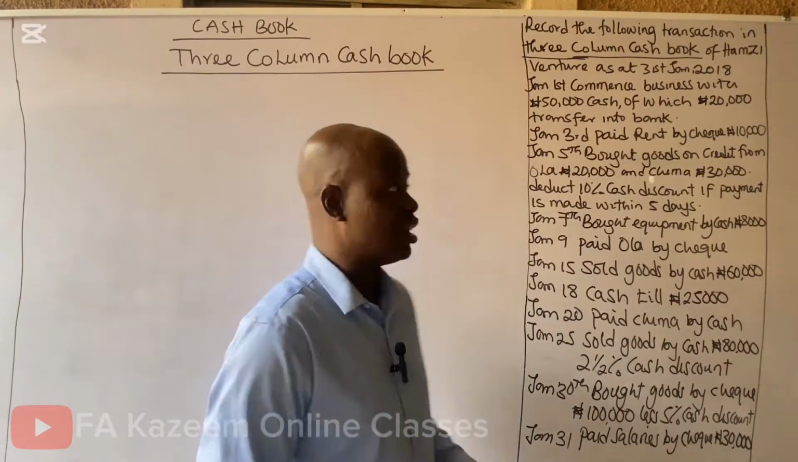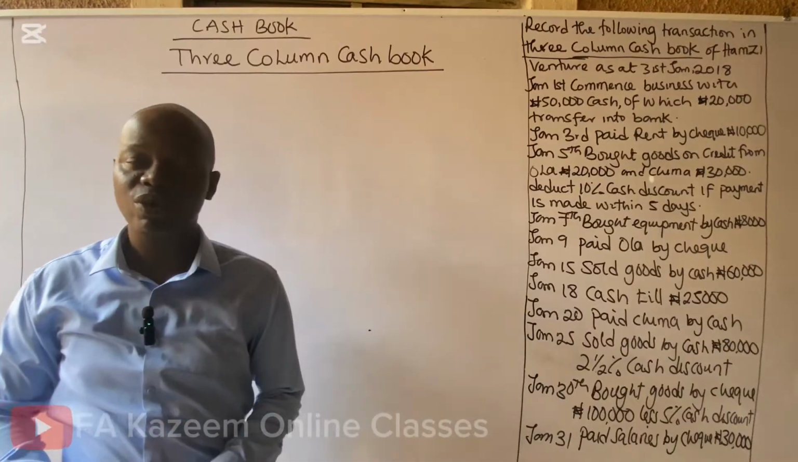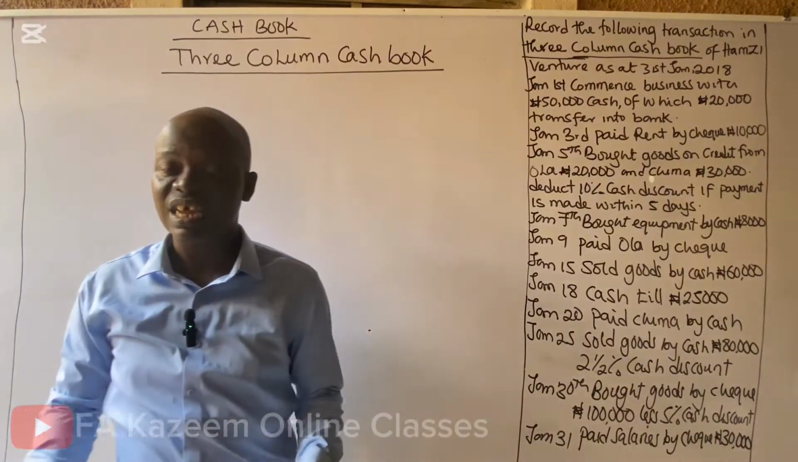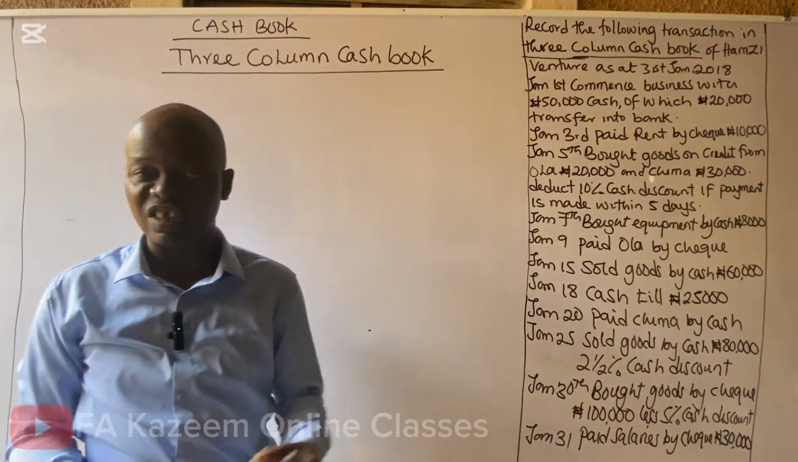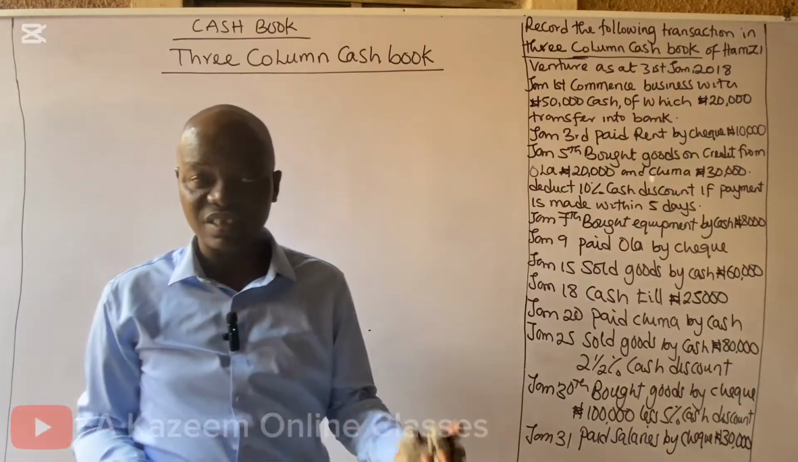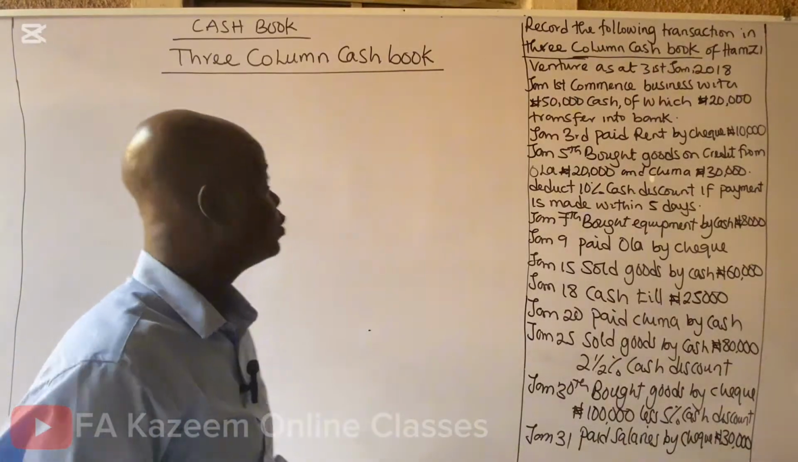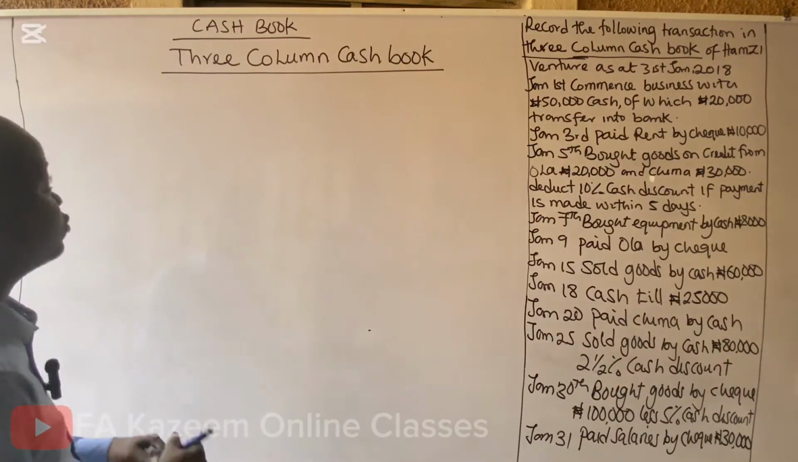Today's topic will be centered on three-column cash book. In our previous video, we looked at a cash book. We said there are three classifications of cash book. We have single-column cash book, which has been treated in the previous video. We have two-column cash book. It has been treated in a previous video. Today, we'll be looking at three-column cash book. The next question is, what is a three-column cash book?